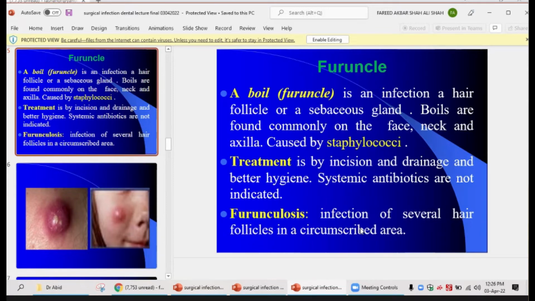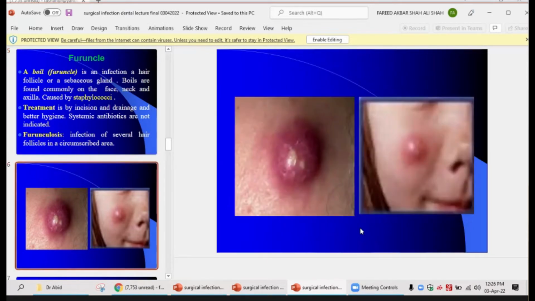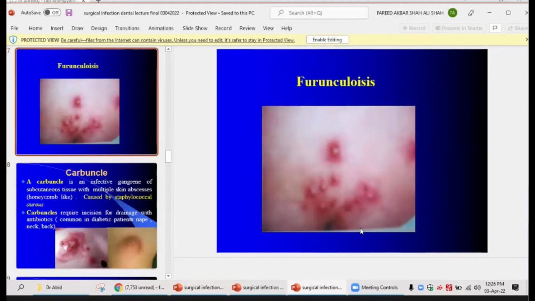Furunculosis is when infection of several hair follicles in a specific area is involved. You can see on the next picture what a furuncle looks like: a small abscess. And this is furunculosis. You see the difference between furuncle and furunculosis. Furunculosis is multiple furuncles in a specific area.